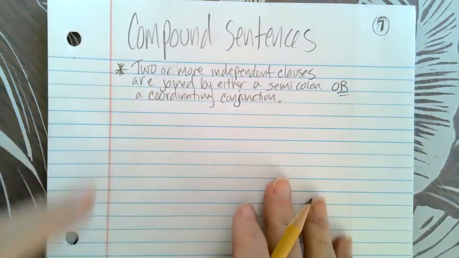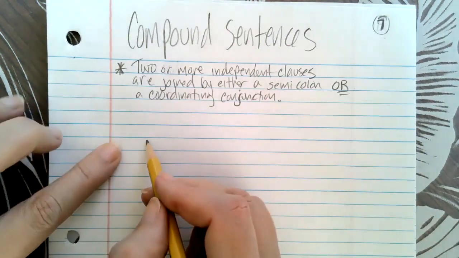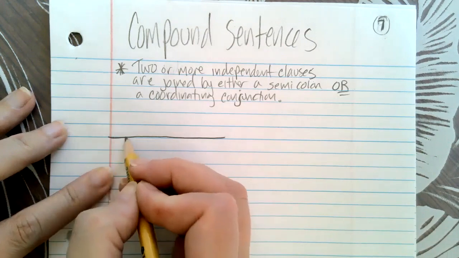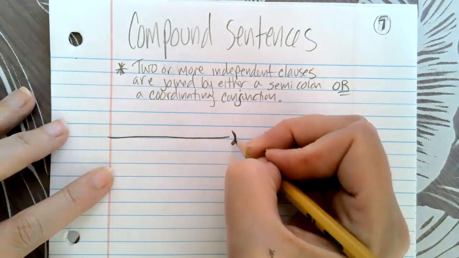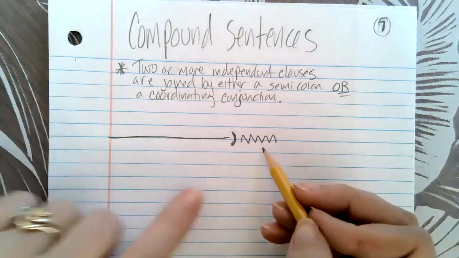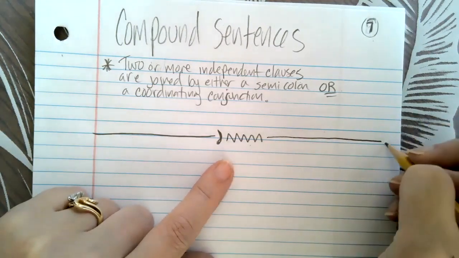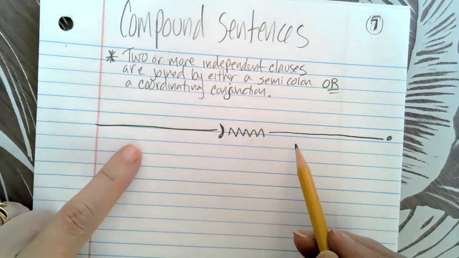Okay, so now we're going to do some sentence frames here. I want you to come down a couple of spots, and I want you to draw a heavy line, okay? And then I want you to put a comma, make sure it's a big one. And then do a squiggle, but the squiggle has to be sharp edges, and then another line, and then a period. This is the basic sentence frame for a compound sentence.